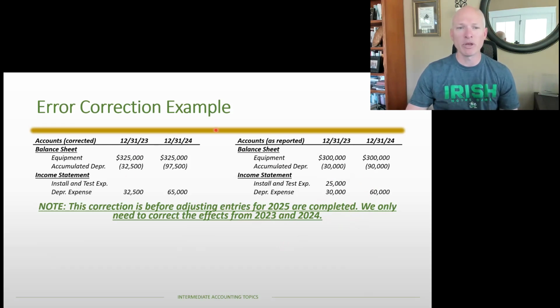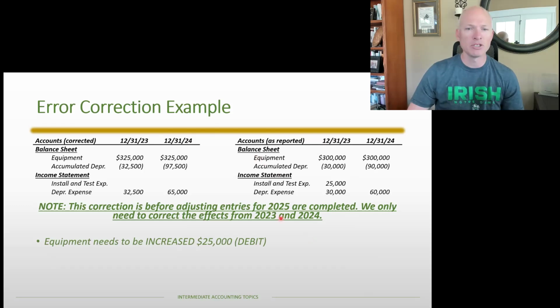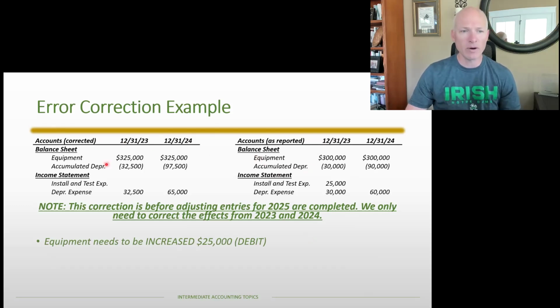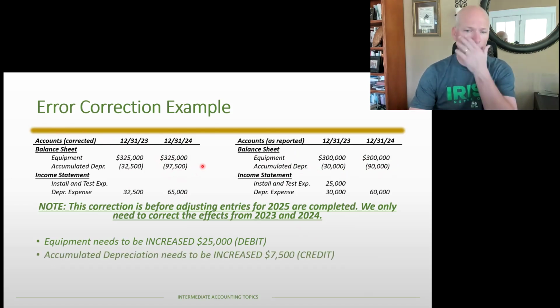And so again, you can kind of look up here and ballpark it. First of all, I think we can see that the equipment balances are different, and we can see that the accumulated depreciation amounts are different. And so we'll cover those first because those are the easy ones. You can see that, the corrected amount, we need to increase the equipment $25,000. We need to actually change that account balance. And at the same time, if we look at our accumulated depreciation, again, we're going to focus on the accumulated effect. It was stated at 90,000 originally, but of course we know the balance should be 97,500. And so we would go through and increase that by 7,500.